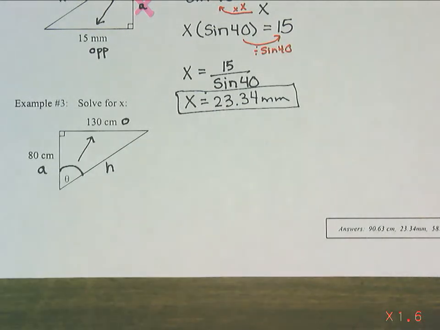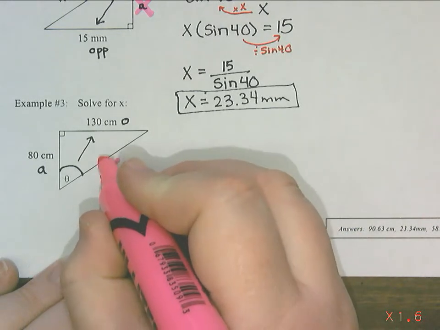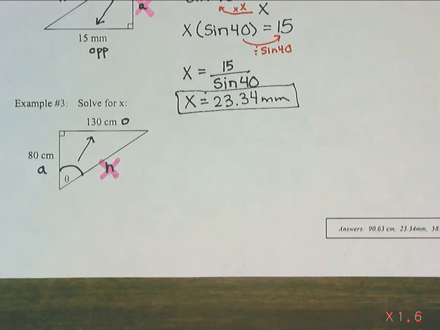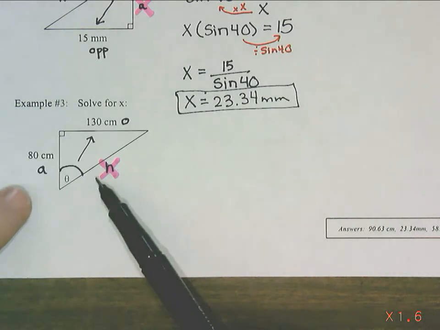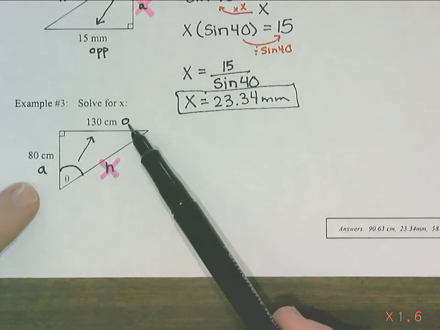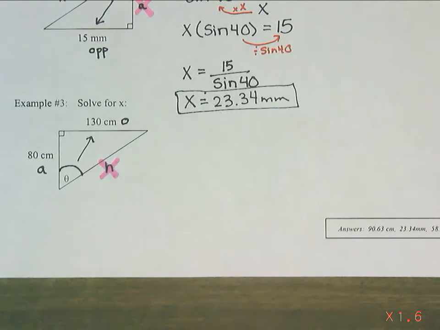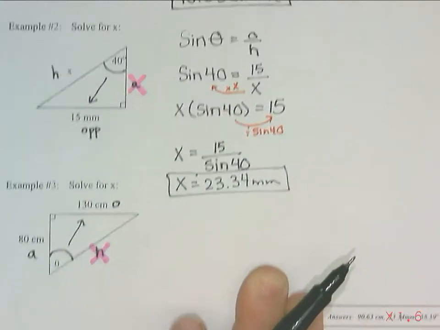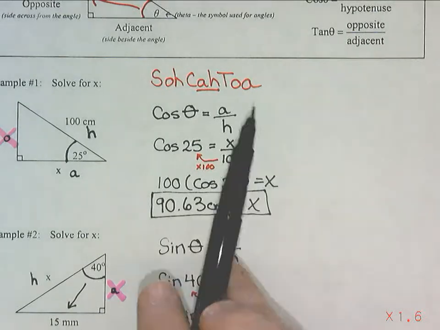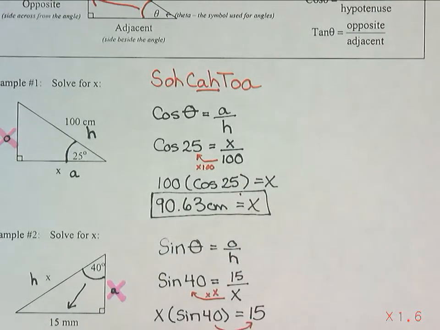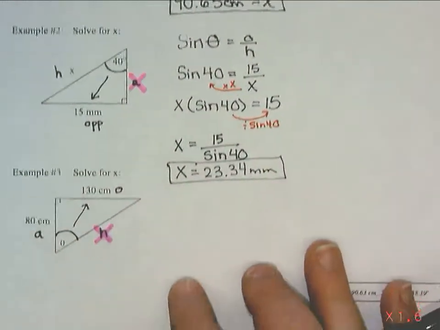I'm going to look at the information I have. I notice that I know nothing about the hypotenuse. I'm not asking to solve for the hypotenuse, and I don't have any information about it. So I'm going to ignore the hypotenuse and find a ratio that uses the opposite and the adjacent. If I look back at my SohCahToa, the O and the A shows up in our tan, OA in tan. So we're going to use the ratio tan.